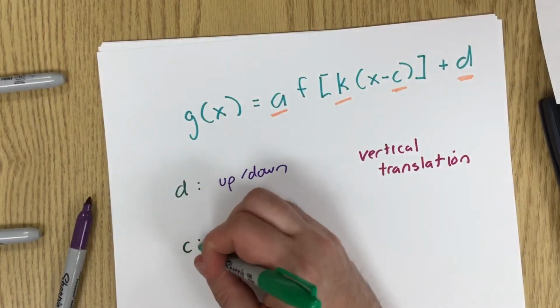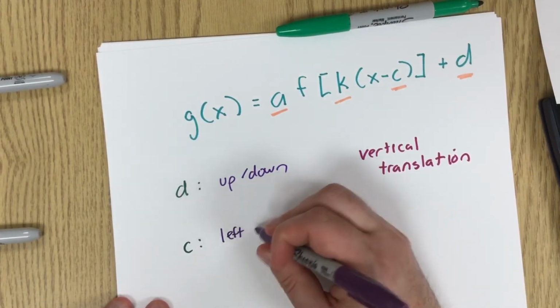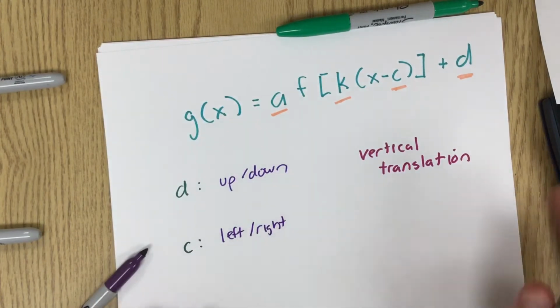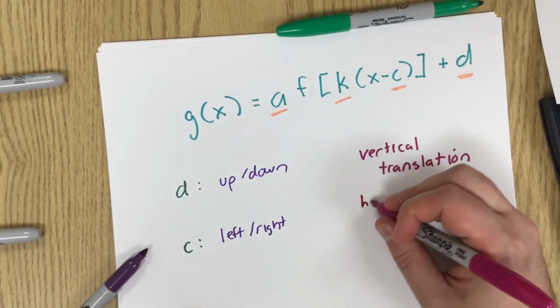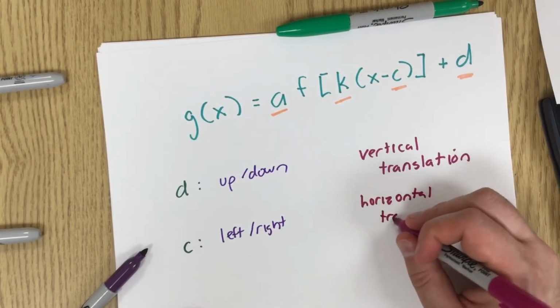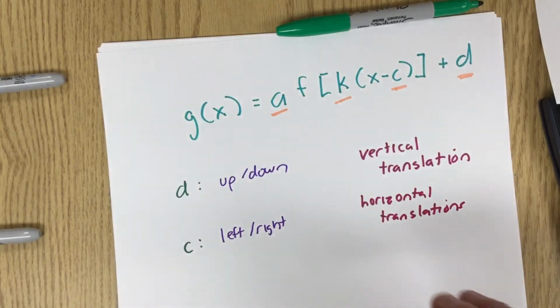The C is the left right, which we're going to call a horizontal translation. So left and right is a horizontal translation.